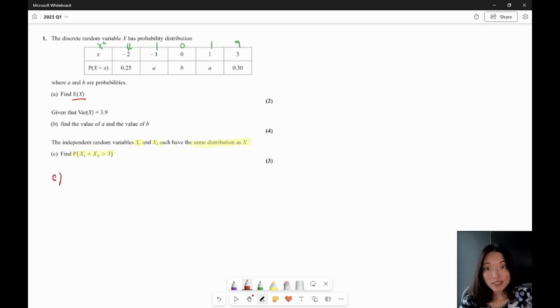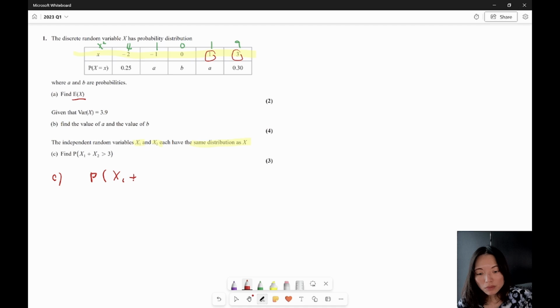But looking at the distribution of x is actually not that tricky. So looking at the distribution of x, where I'm highlighting here, x can take on values -2, -1, 0, 1, and 3. In order for the sum of x1 and x2 to be greater than 3, we'll need x1 to be 1, x2 to be 3, or vice versa, or both of them to be 3. So that's actually not as hard as it sounds.